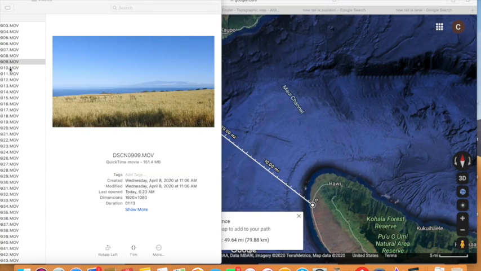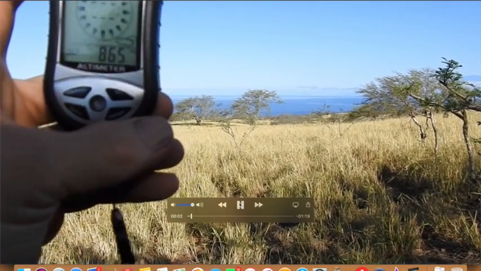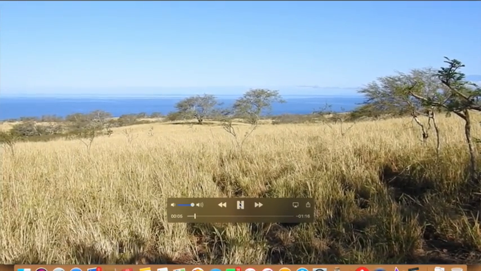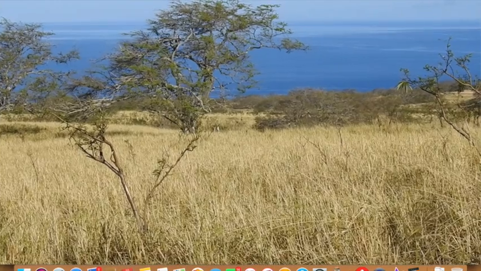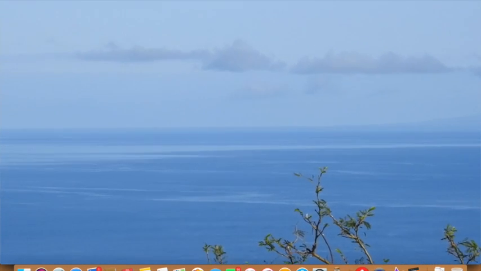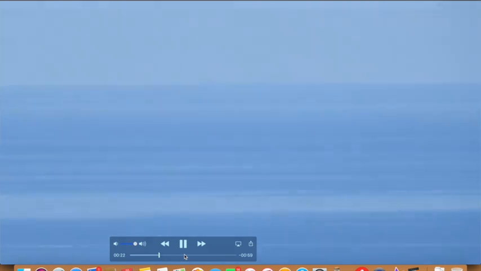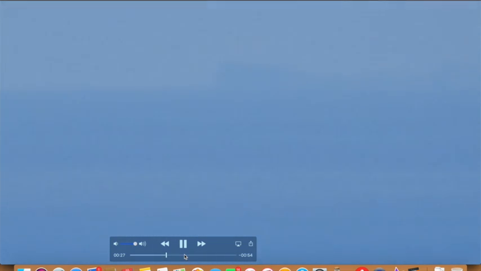Still going down. 865 feet of elevation, according to my altimeter, my scientific instrument. By the way, I've done several videos about establishing the elevation, and there are many websites about elevation finding, and they're not showing all the same data.